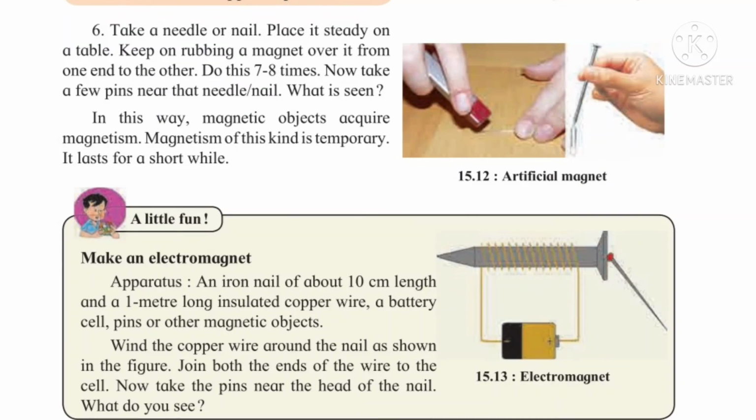Why does this happen? As we rub the magnet on the nail many times, the magnetic property is transferred to that needle, so the needle now behaves as a magnet, and so the pins get attracted to it. That is called magnetism. So magnetic objects acquire magnetism, but this magnetism is temporary, it is not permanent. It lasts for a short while only.